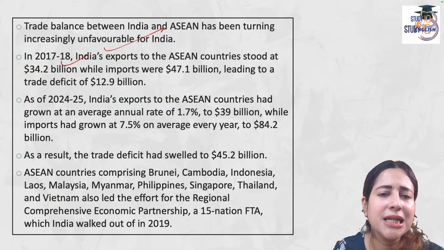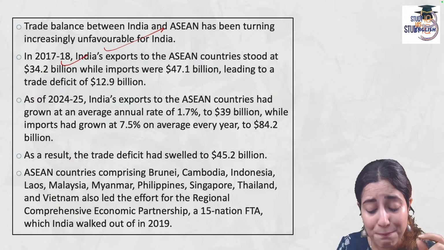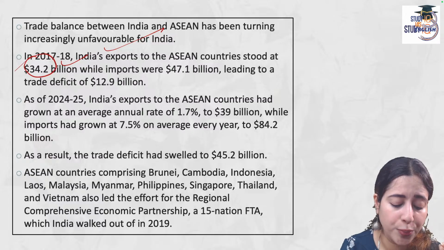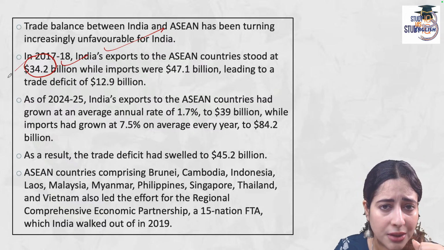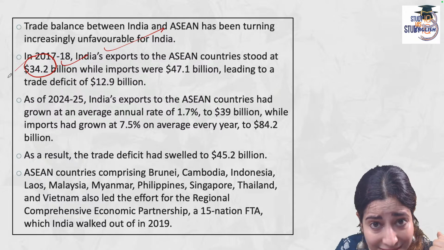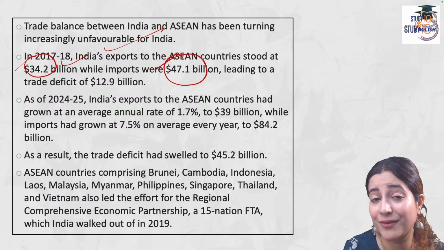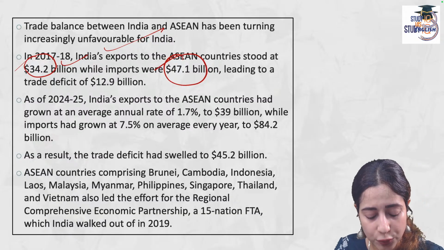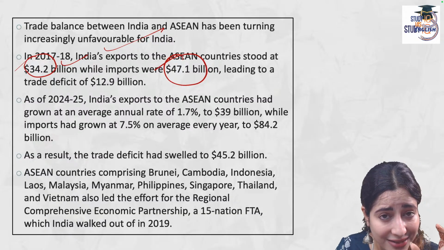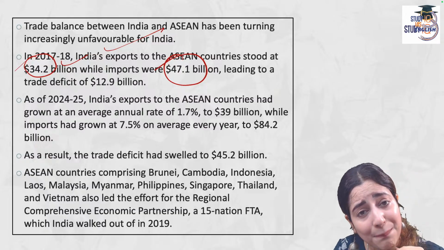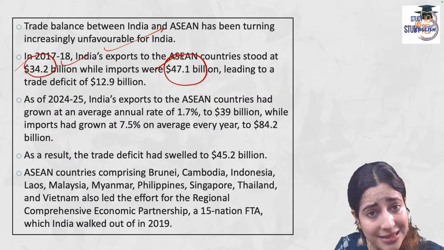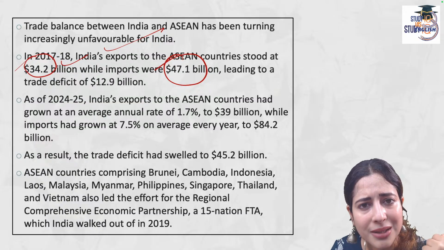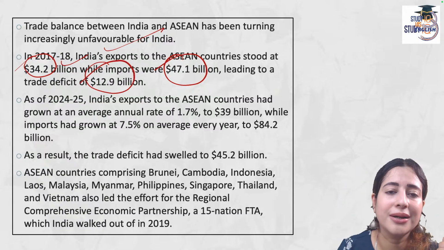In 2017-18, India was exporting barely 34.2 billion dollars worth of goods to ASEAN, but importing 47.1 billion dollars worth of goods into India. We had a clear-cut trade deficit. That is the gap between our exports and imports. That is when your exports are less and imports are more. So you are losing money, right? So this was 12.9 billion dollars.